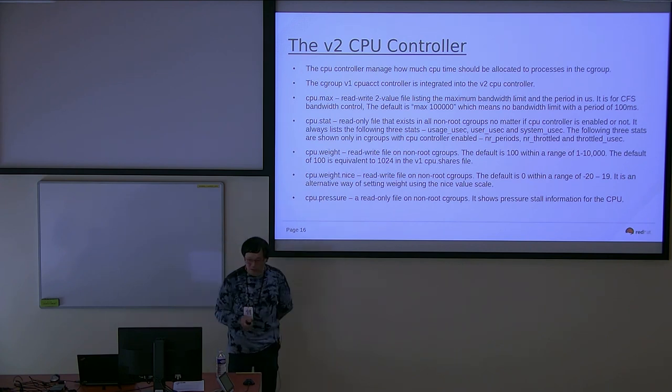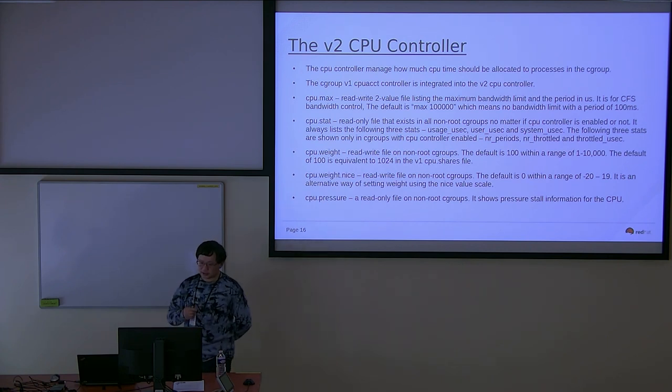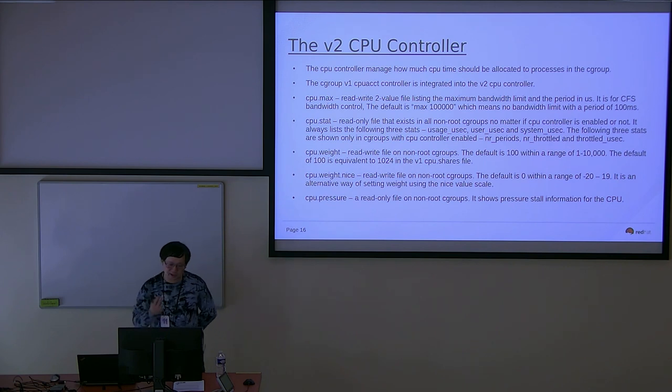And the CPU controller is used to control how much CPU time is allocated to each of the processes in a cgroup. And the V1 CPU accounting controller is integrated into the V2 CPU controller. So there's no more separate CPU accounting controller. They are all in the CPU controller right now.